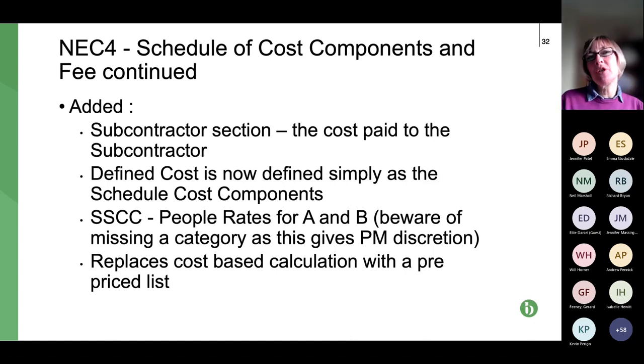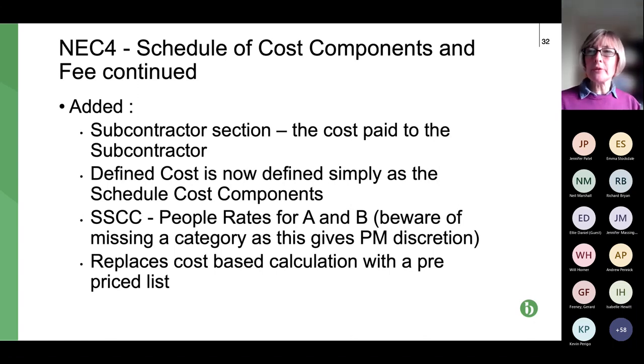Third bullet point down, another good change in my view is that for the shorter schedule of cost components only, we now have people rates. So bear in mind, this is just going to be for compensation events. But there's a section in the contract data part 2 that allows you to set out the people, so the disciplines of people, and what rates you are going to be paid for them. So that is really good.